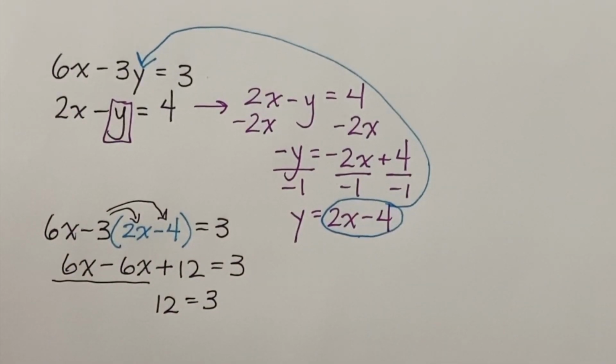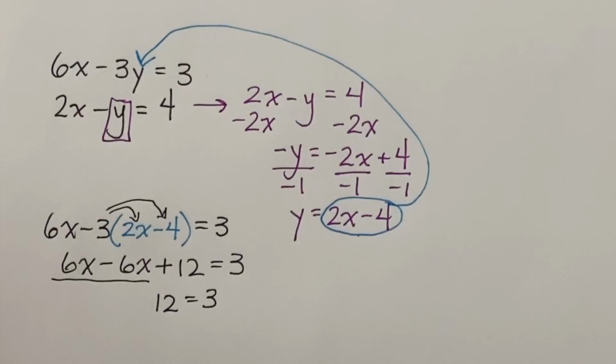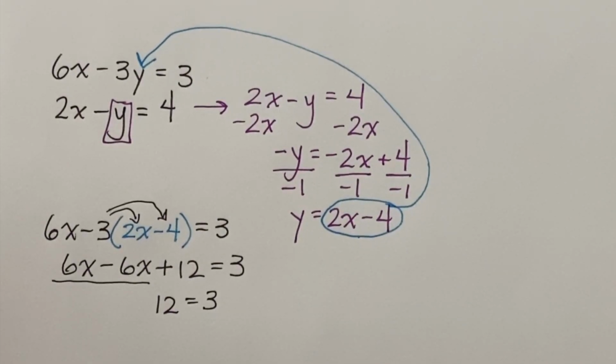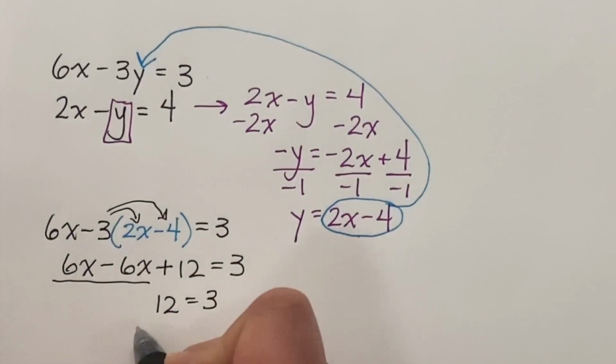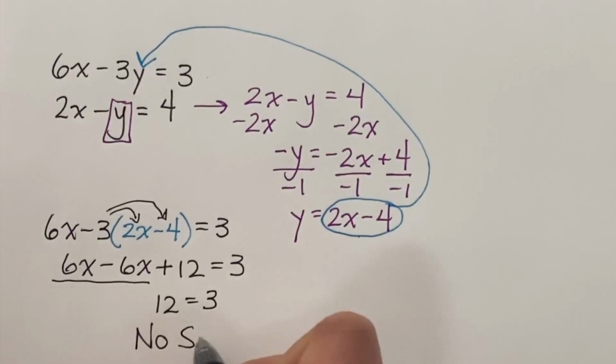Oh no, 12 never equals 3. So I guess that means there's no ordered pair that we could pick anywhere on this line that would work for any of the equations. So this system of equations would have no solution.